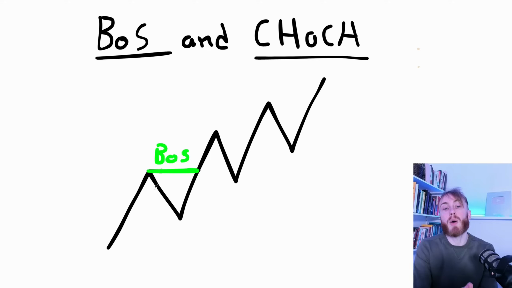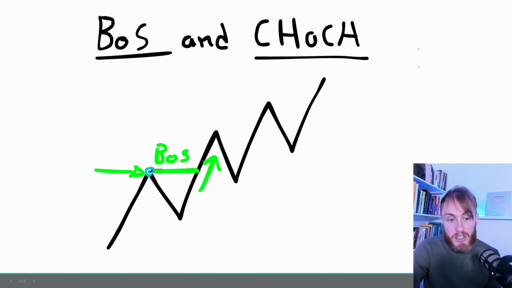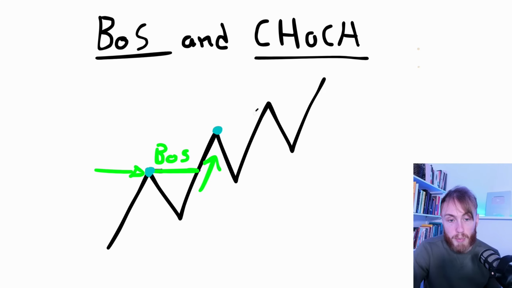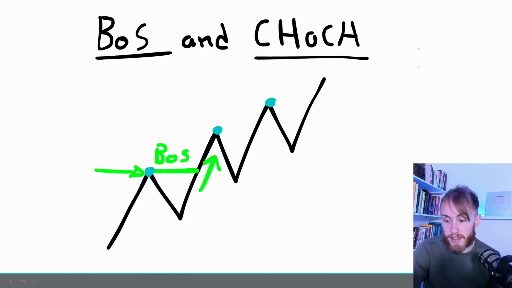So this right here is our first break of structure because it breaks to a new high. And the reason we draw it at this point right here is because this is the exact point when the price pushes above the previous high, right? This right here was the previous high in the uptrend. So let me actually mark up the highs right here so you can clearly see.